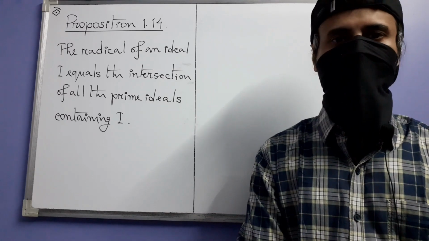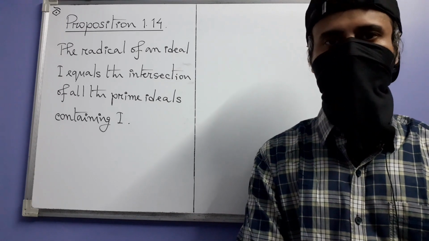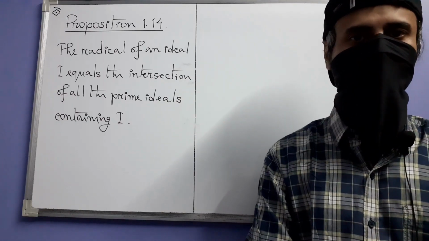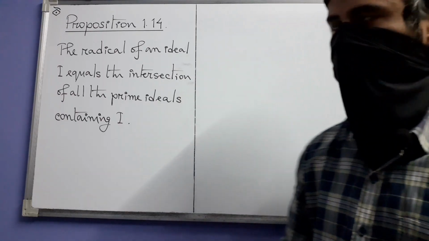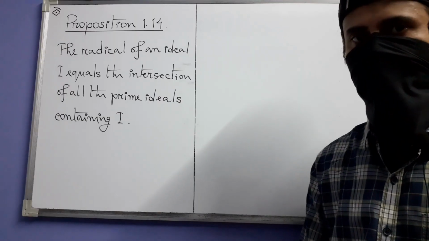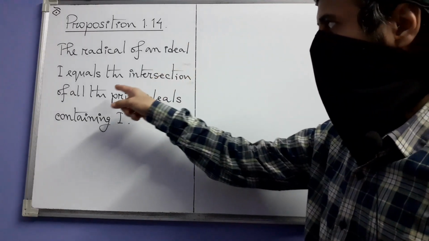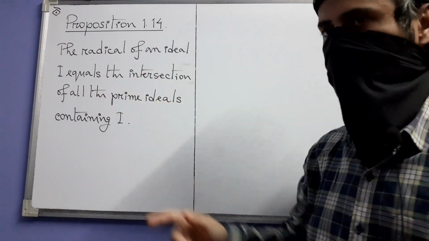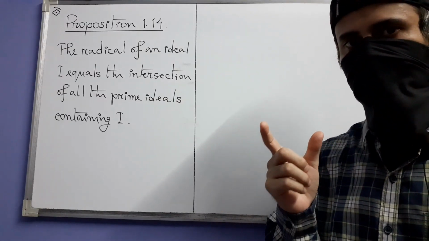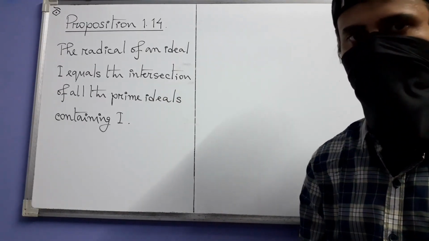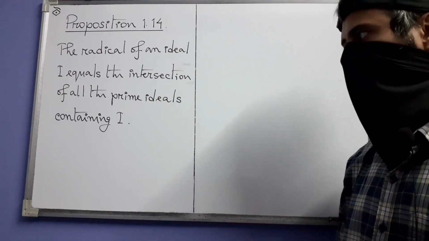So having completed the recent exercise, which gives us some properties of radicals of ideals, we are next going to see another property of radicals. The radical of an ideal I equals the intersection of those prime ideals in the ring which contain I inside of them. So let's see the proof next.